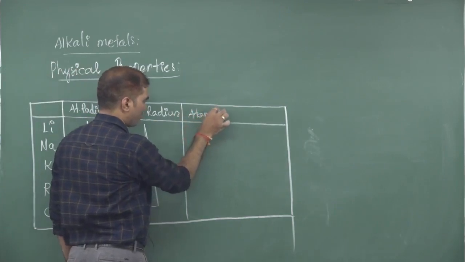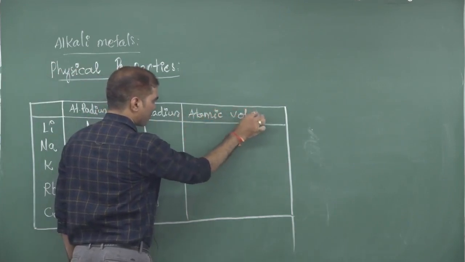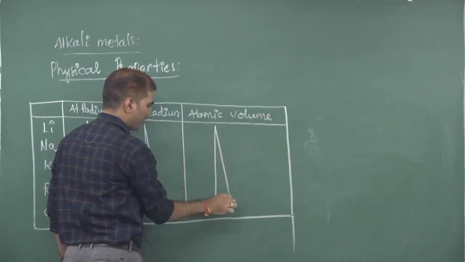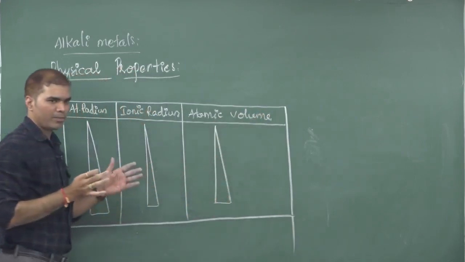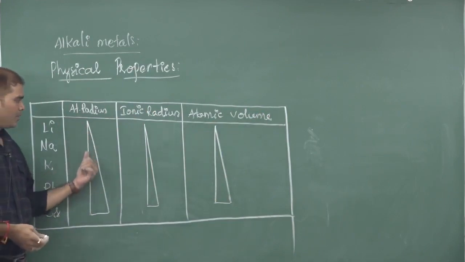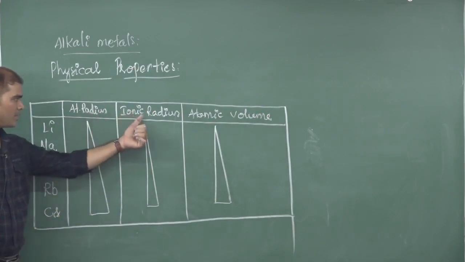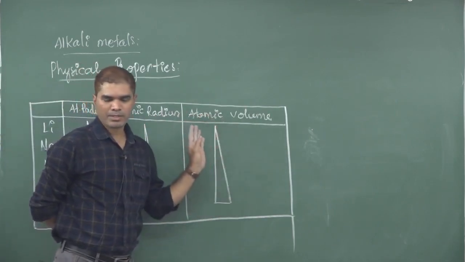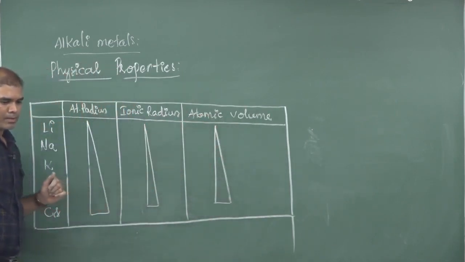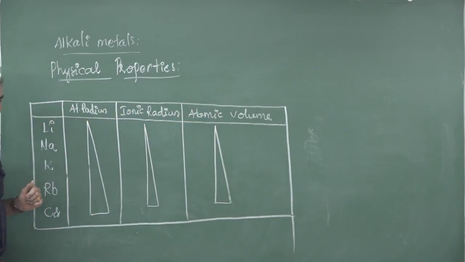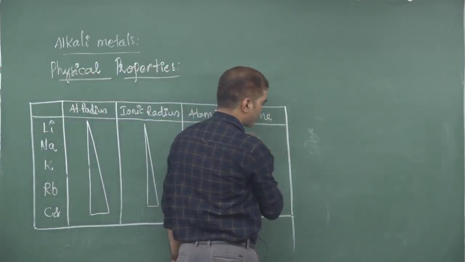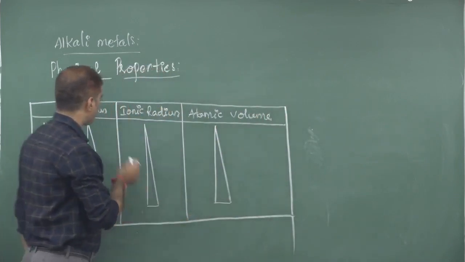What will happen to atomic volume? Volume also increases because in every period a new shell is being added up. Therefore down the group, as atomic radius increases, ionic radius increases, atomic volume also increases. The fourth property, I'll just write it here.